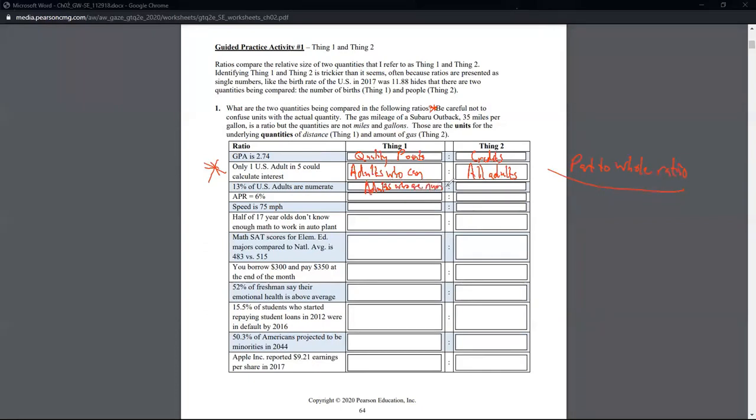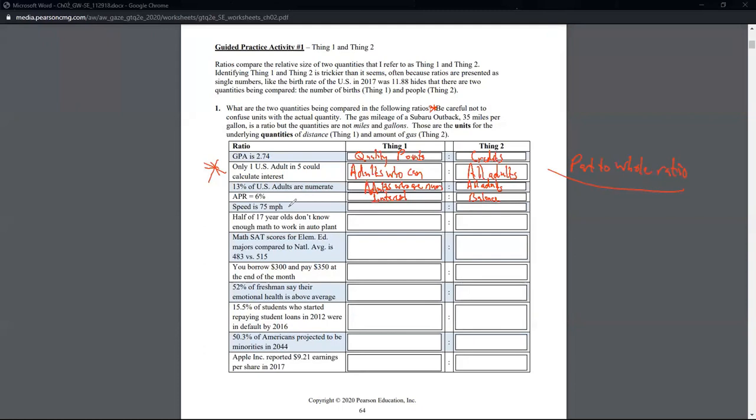Adults who are NUM for numerate. And then this is all adults again. APR of 6%, this is going to be the ratio of interest to balance. This is actually a rearrangement of the interest in dollars as a product of the periodic rate times the balance. This would just say that interest divided by balance is APR. So it's just an algebraic rearrangement of the equation. So I went ahead and gave you that one.